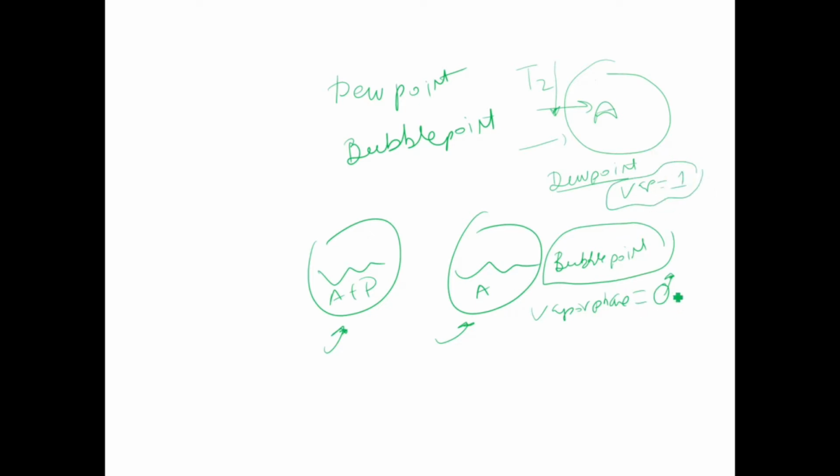So at bubble point, your vapor phase will be equal to 0, and at the dew point it will be exactly opposite. Your vapor phase will be at the maximum, say 1. After that, your fluid will start to condense. So that's the difference between dew point and bubble point. That's the take-home message: at dew point, vapor phase is equal to 1; at bubble point, vapor phase is equal to 0. This is some knowledge that you should have before we do something with Aspen HYSYS.